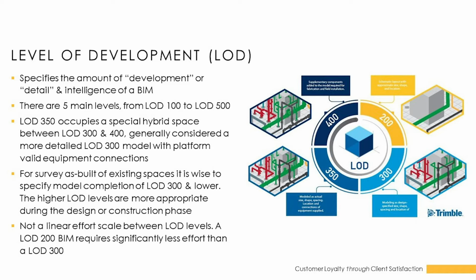Most importantly, it's not a linear effort scale for LOD levels. So if I were to model something at level 200 and it costs X, it wouldn't necessarily be 2X of a cost to model it at 300. It'd be more exponential, not quite exponential, but it would be more of a scalar factor between the LOD levels.